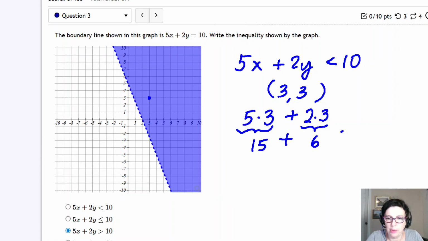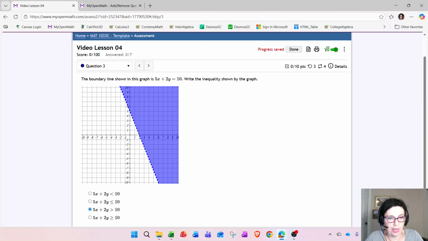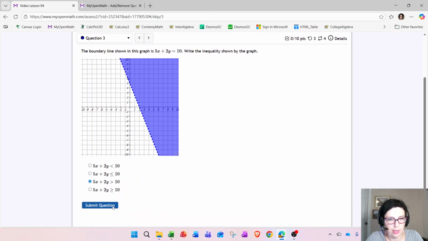Then we add them, and this should be less than 10. Well, 15 plus 6 is actually 21. Is that less than 10? No, that's not true. So this point (3, 3) does not belong to this inequality, so we can cross it out. That means the only other choice we've got is this one right here, and that's the one we pick.